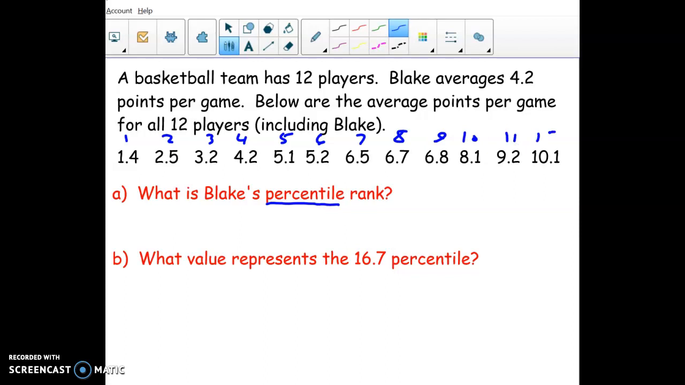And so we have Blake here in basketball. He averages 4.2, so he's right there. So his percentile, he's ahead of or equal to 4 out of 12 spaces, which puts him in the 33rd percentile.